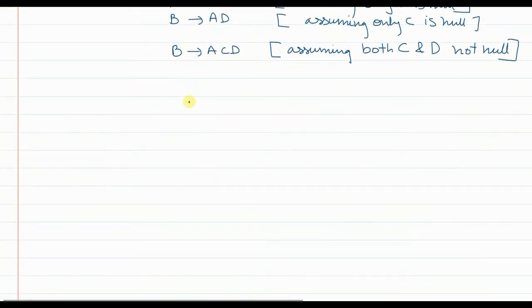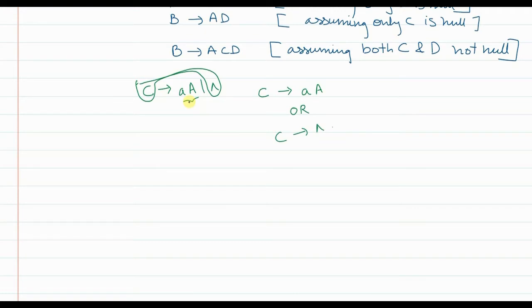Whenever we say a variable is nullable, it means that variable has a tendency to convert itself to null. For example, if we have a production, say C gives A A or null. Now, if you consider the second part of the production, you will say that C is nullable. That means C has an ability to convert itself to null. But when you consider the first part, C also has an ability to replace itself with A. So C can be either replaced with A or C can replace itself with null. And that's why C is called nullable.